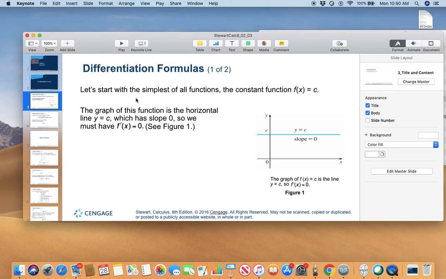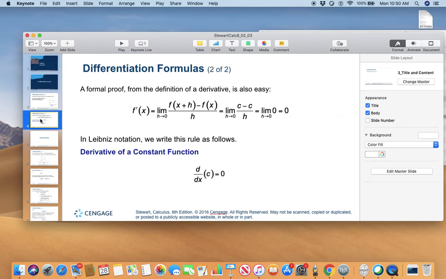Let's start with the simplest of all functions, the constant function f(x) equals c, that is slope equals 0. You can see from here itself that the derivative has to be 0 because your line is horizontal. The graph of this function is the horizontal line y equals c, which has slope 0. So we must get f prime of x equals 0.